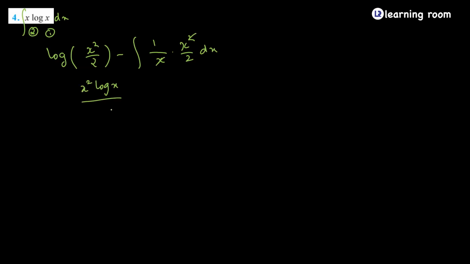Integral of x log x dx. So log is taken as the first function, x is taken as the second function. So first function into integral of second function, that is x square by 2, minus integral of derivative of first function, that is 1 by x, into integral of second function, it is x square by 2 dx. So x and x will get cancelled. So x square log x by 2 minus x by 2's integral is going to be x square by 4 plus c. So this will be the answer.